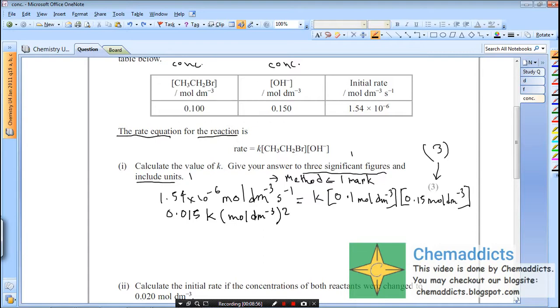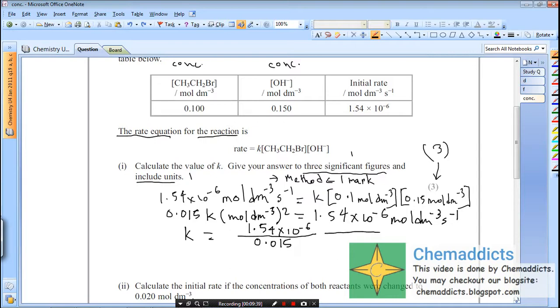So we bring this over here, as you all know. This is 1.154 × 10^-6 mole per dm cube per second. As you can see, we can make k the subject. So if we make k the subject, you will get 1.154 × 10^-6 divided by 0.015.